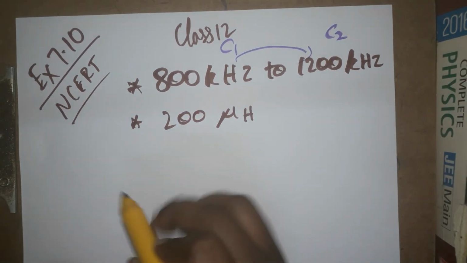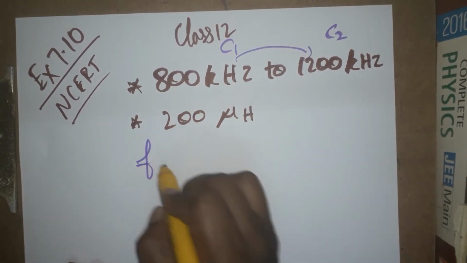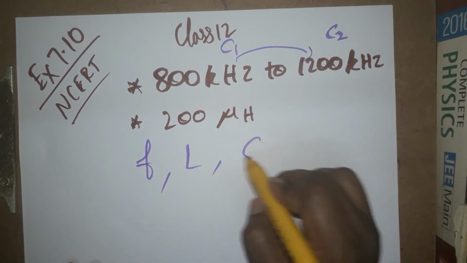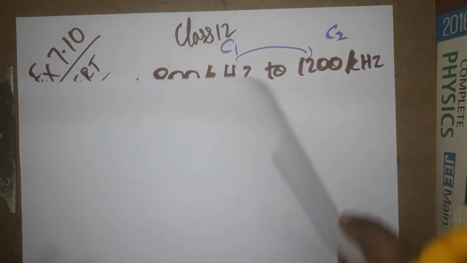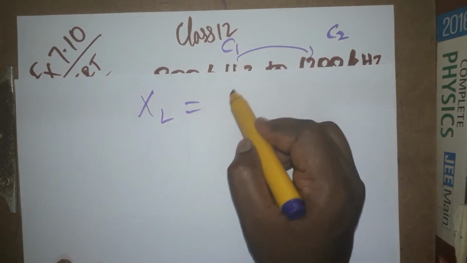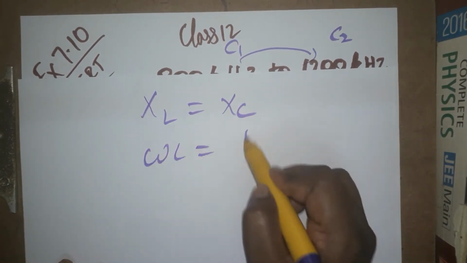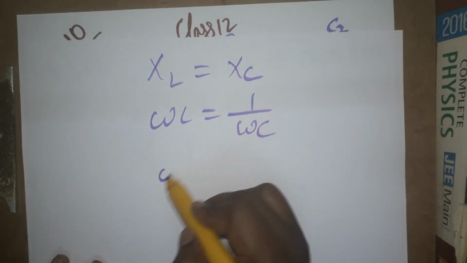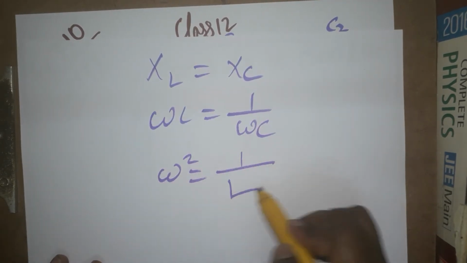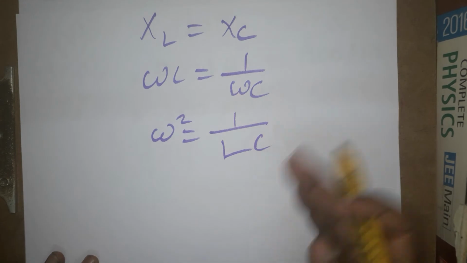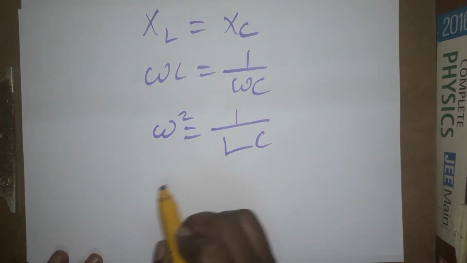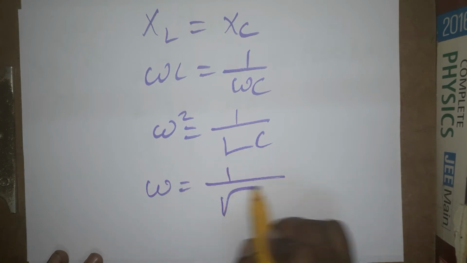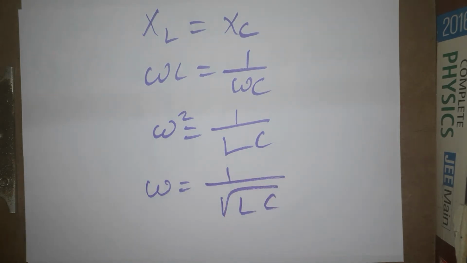First I should relate frequency, inductance and capacitance. These three I have to relate in a single equation. See here how I am going to relate. XL is equal to XC, omega L is equal to 1 divided by omega C. So omega square is equal to 1 by LC. Omega is equal to 1 divided by root of LC. We can write this equation for the resonance condition.